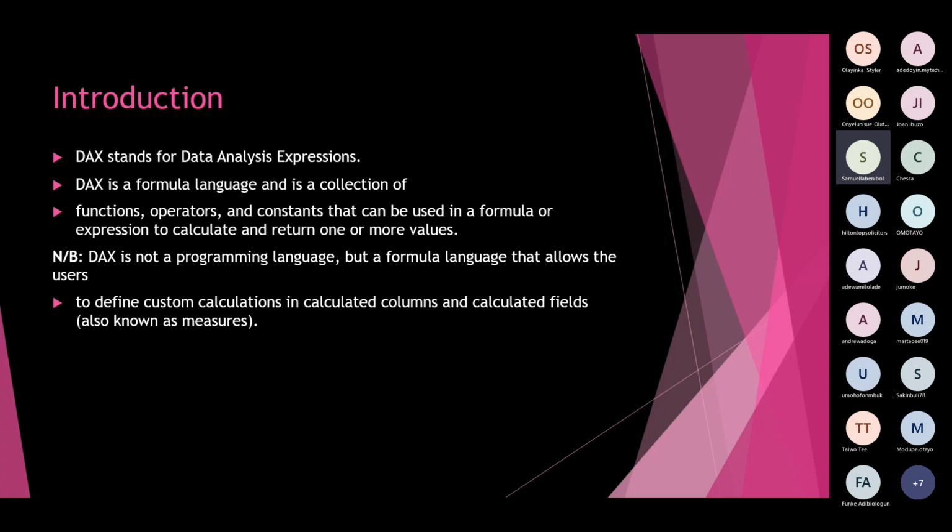Now, DAX is being carried out on calculated columns and calculated measures. So this is where you write that. The idea is you're carrying out calculations, whether you are calculating the sum of something, writing a logical function, writing a time intelligence function and the rest of them. DAX is being done in either a calculated column or a calculated measure.